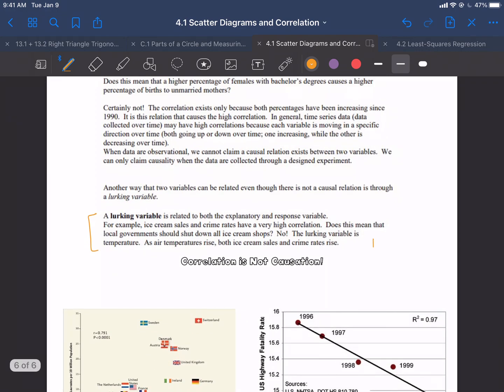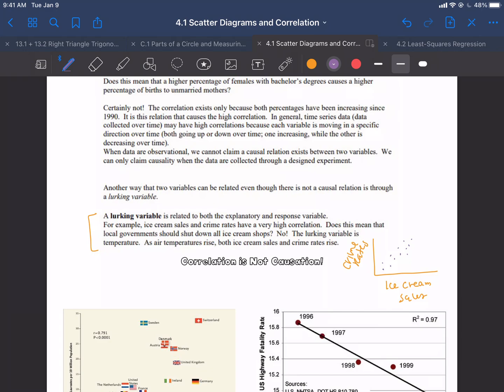So what it's saying is, like, if we had a scatter plot and this was ice cream sales and this was crime rates, our data points might look like this, okay? But just because ice cream sales go up doesn't cause crime rates to go up. There's just a linear correlation between the two. The reason they're both going up at the same time is our lurking variable of temperature.